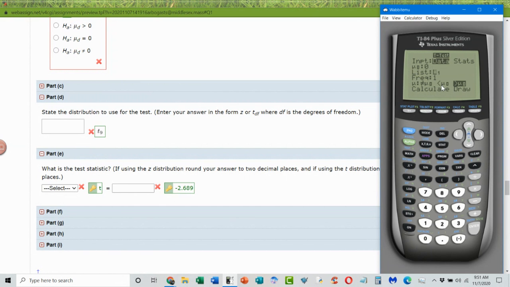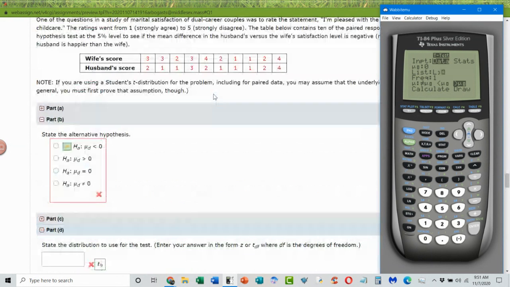Where is our information? Our information that we're testing is in list three. Even though the data is in list one and list two, the numbers that we calculated with the differences we put in list three. So that's why that has to be list three. This is a frequency of one. And then our alternative hypothesis is less than. So make sure we highlight less than, hit enter.